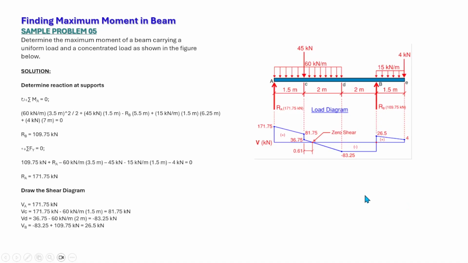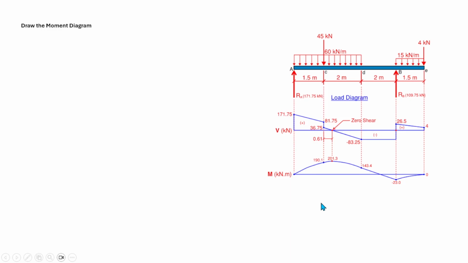To calculate the shear at point E, that is equal to 26.5 minus the load between B and E, which is 26.5 minus 15 times 1.5 due to the uniform load, minus 4. So it is equal to 0. If it happens that it is not equal to 0, then you just check the preceding calculations, in case there is some inconsistency. So now we are done with the shear diagram. We can now proceed to draw the moment diagram.